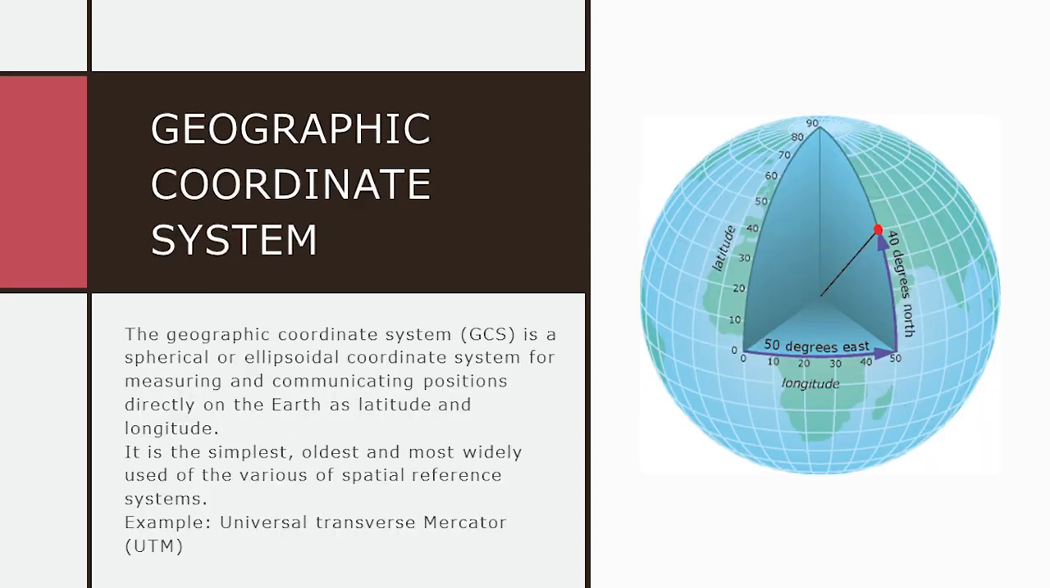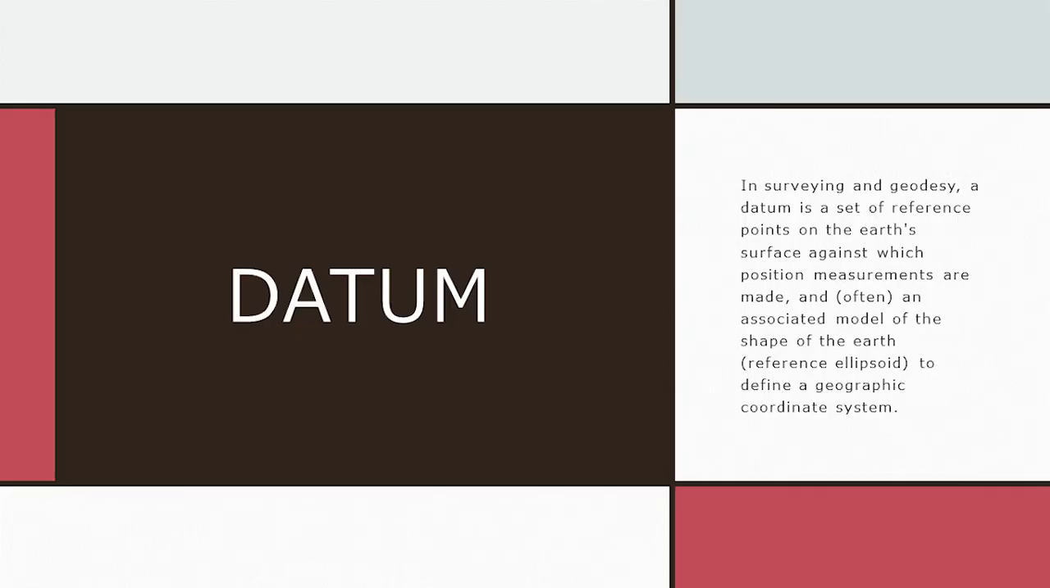The geographic coordinate system, or GCS in short term, is a spherical or ellipsoidal coordinate system for measuring and communicating positions directly on Earth as latitude and longitude. For example, Universal Transverse Mercator. Now let's talk about datum. Datum is used to determine the origin of a coordinate system.